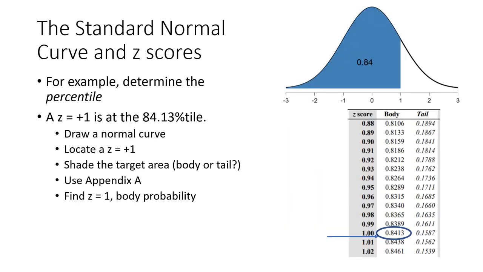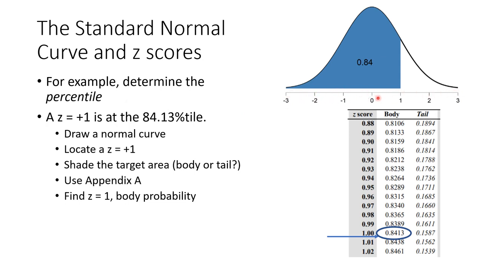Here's a very simple example of how we can make a probability statement. Let's suppose we want to know the percentile of a z-score of +1. The first thing you want to do is draw a normal curve. So you draw the normal curve like I did up here.